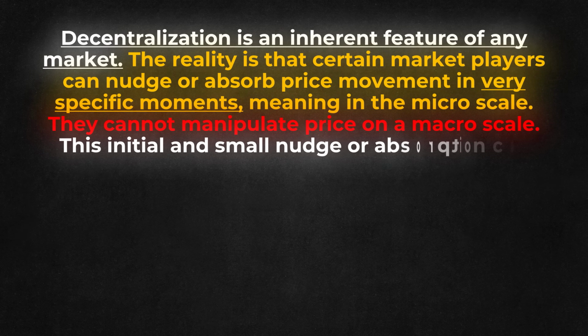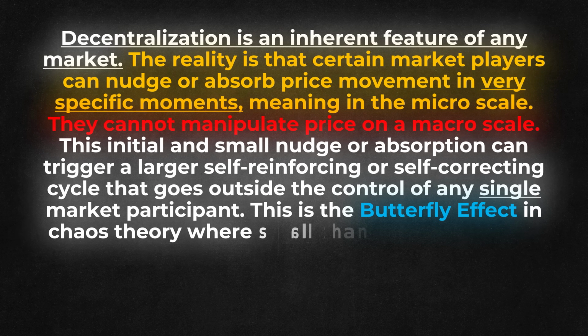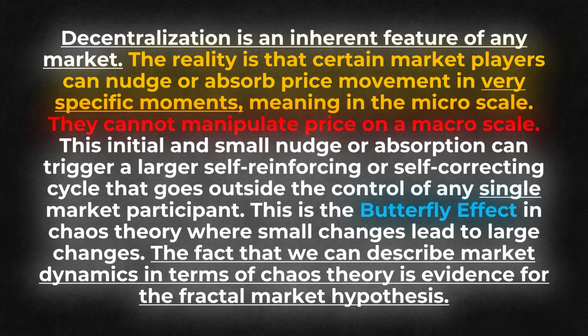The reality is that certain market players can nudge or absorb price movement in very specific moments, meaning on the micro scale. They cannot manipulate price on a macro scale. This initial and small nudge or absorption can trigger a larger self-reinforcing or self-correcting cycle that goes outside the control of any single market participant. This is the butterfly effect in chaos theory, where small changes lead to large changes. The fact that we can describe market dynamics in terms of chaos theory is evidence for the fractal market hypothesis.